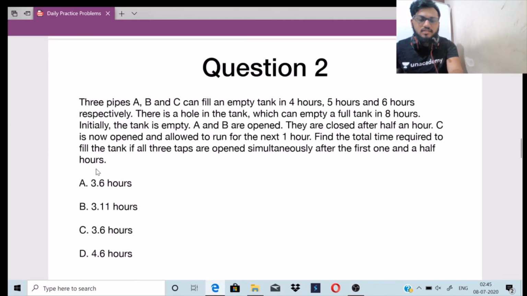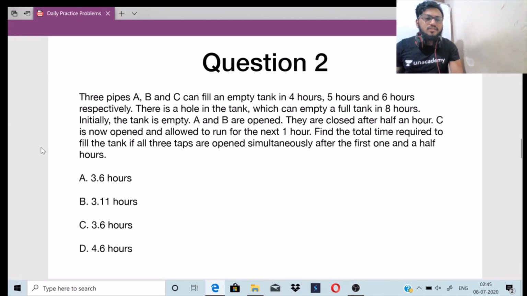Let's move on to the next question now. This is a bit tough question. Three pipes A, B, and C can fill an empty tank in 4 hours, 5 hours, and 6 hours respectively. There is a hole in the tank. Hole in the tank, this leads to the leaking of the tank, which can empty a full tank in 8 hours. Initially, the tank is empty. A and B are opened. They are closed after half an hour. C is now opened and allowed to run for the next 1 hour. Find the total time required to fill the tank if all the three taps are opened simultaneously after the first 1.5 hours.